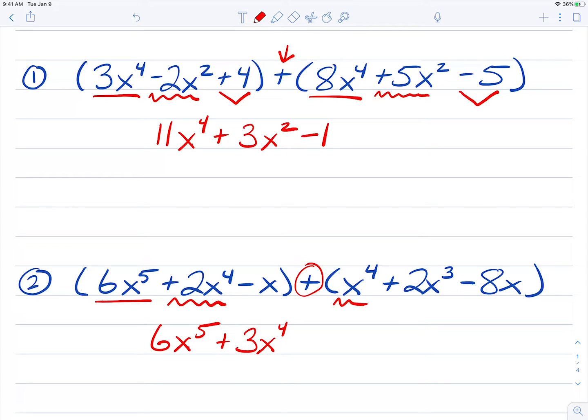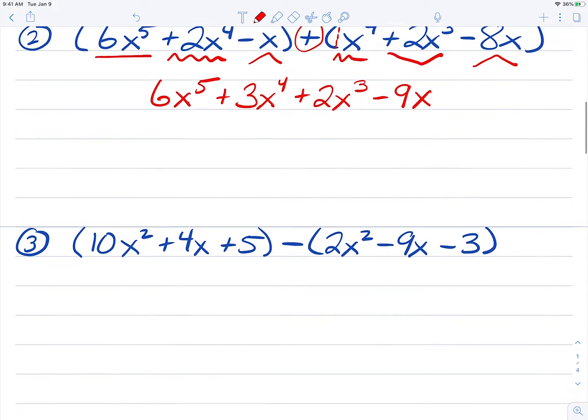Again, exponents didn't change. And don't forget, if there's no coefficient, it's like there's an invisible 1, because that was 1x to the 4th. And then going in order, this is the only x cubed, so I'm just going to put it in my answer because there's nothing to add it to. And then lastly, we have a negative x and a negative 8x. Those can be combined, they're both x's, and it's negative 9x. So it's in standard form because as I was combining my like terms, I purposefully did it in order so that when I was done, I already had standard form.